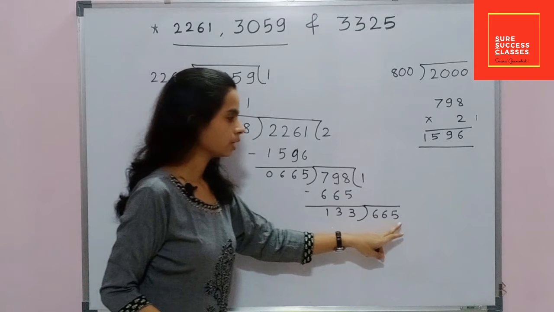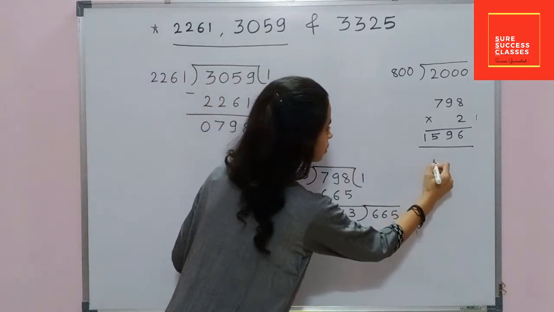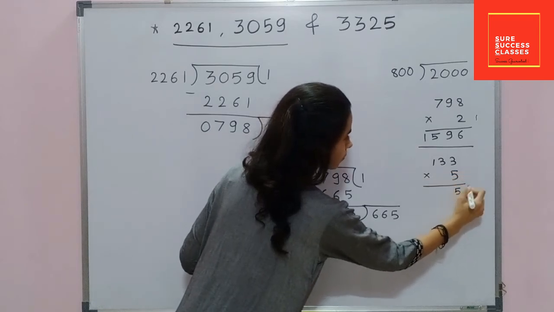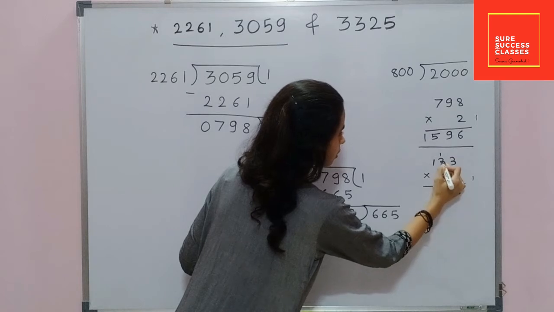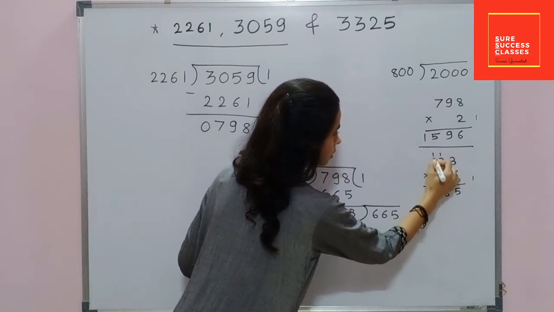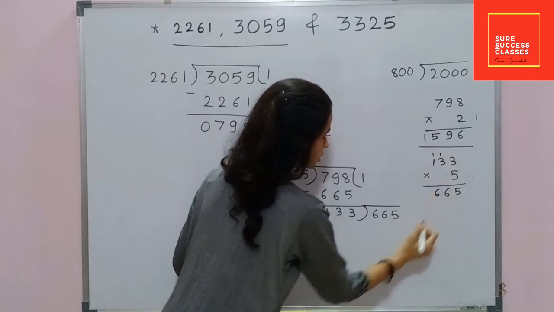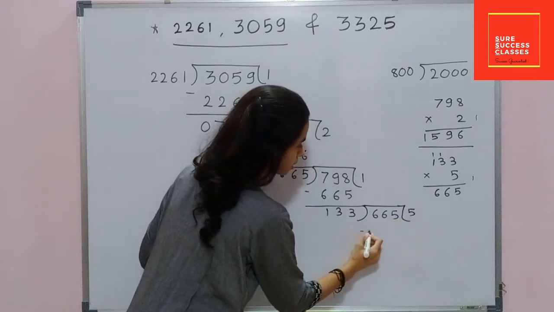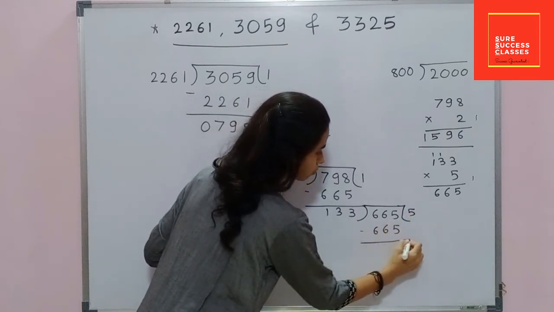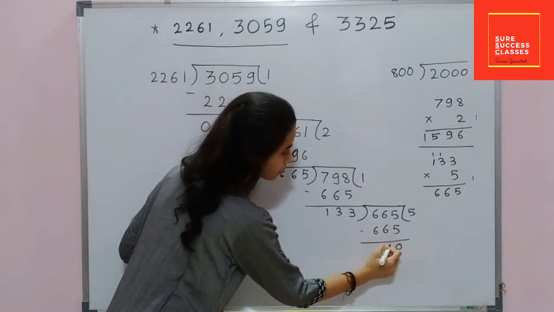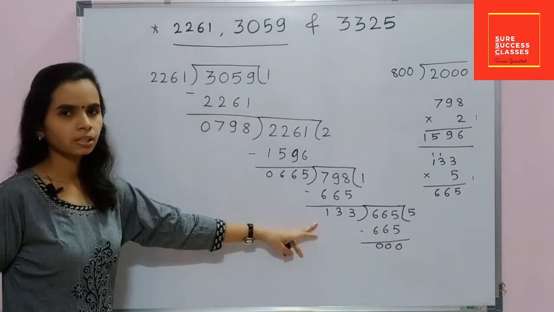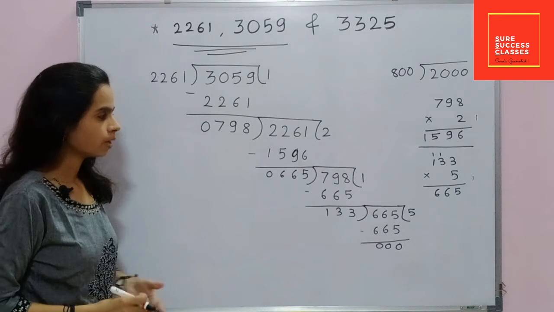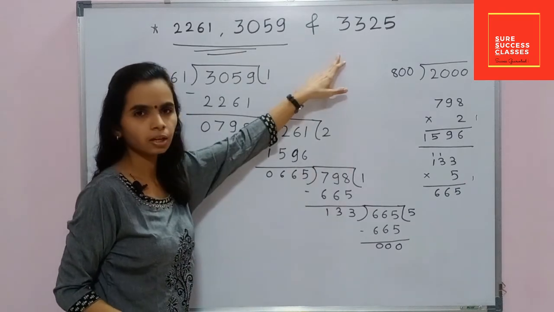Again at one's place there is 5, so here we will check for number 5. 5 3s are 15, 1 will carry here. 5 3s are 15 and 1, 16, 1 will carry here. 5 1s are 5 and 1, 6. We have got our remainder, so we will write 5 as a quotient and subtract 665 from the dividend. We will get 0 as a remainder. So this last divisor is our HCF of these two numbers. Then by this divisor we will divide again this third number.